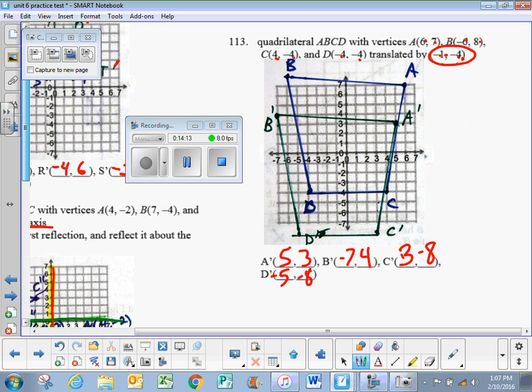As far as graphing it, I think it's pretty easy to go left 1, down 4, left 1, down 4, left 1, down 4, and left 1, down 4. Because that's all you're doing. X minus 1, Y minus 4. So translation's pretty simple.